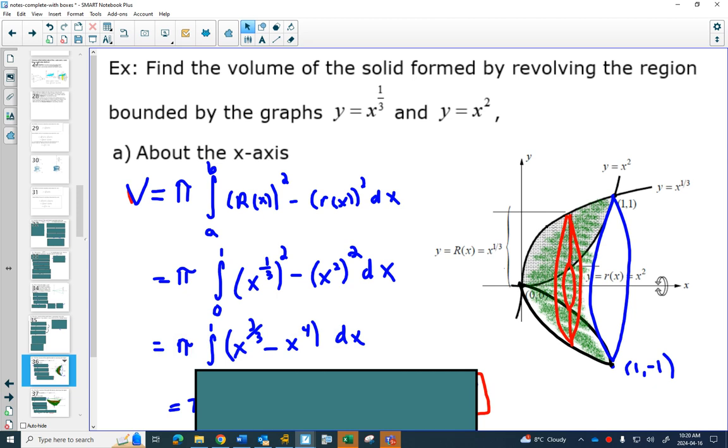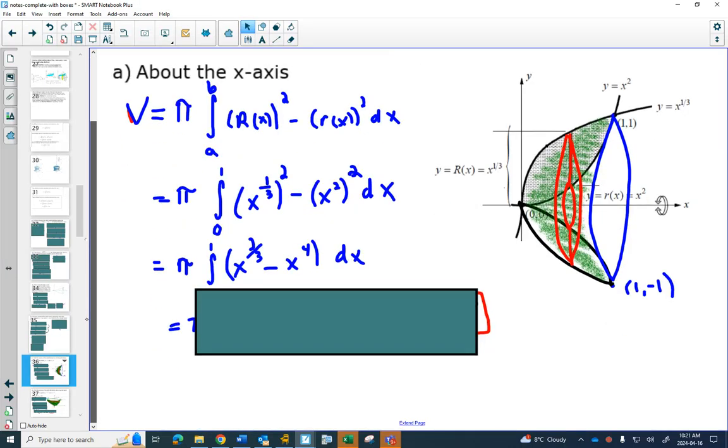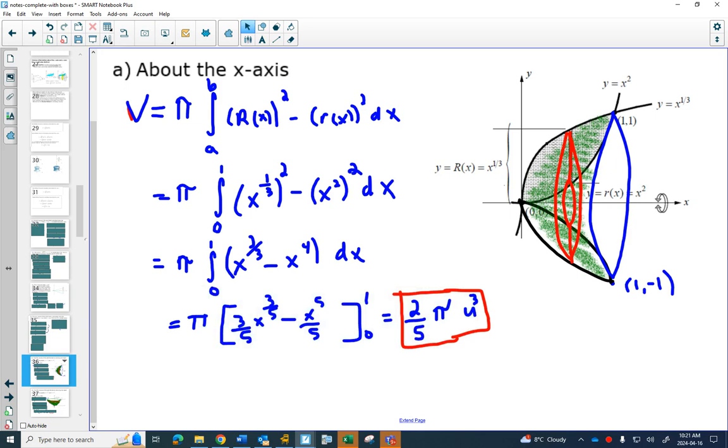And the nice thing about powers is that when you square them, they stay powers. And so our integrals are easy. Just add one to the exponent and divide. And the volume of this bowl is 2/5 pi.